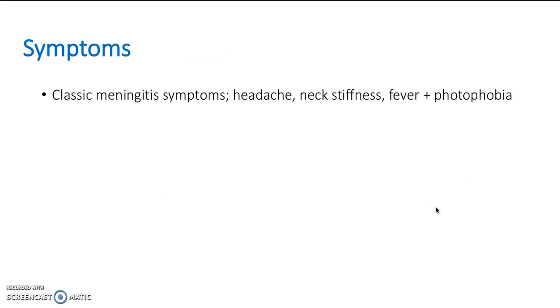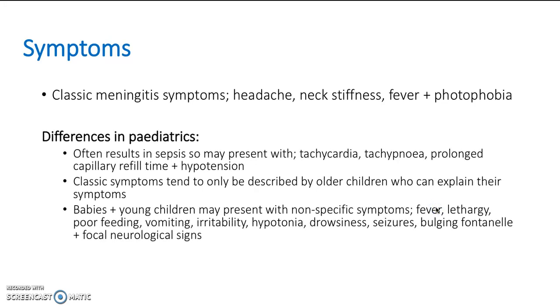Classically, meningitis in adults presents with headache, neck stiffness, fever and photophobia. But in paediatrics, it's not that simple. It often progresses to sepsis, so we should look out for signs such as tachycardia and hypotension. The classic symptoms I just mentioned are sometimes described by older children, but babies obviously can't tell you things like if they have a stiff neck. And so signs to look out for are quite generalised. They may present with signs such as fever, irritability, poor feeding and drowsiness, and the other ones mentioned here.